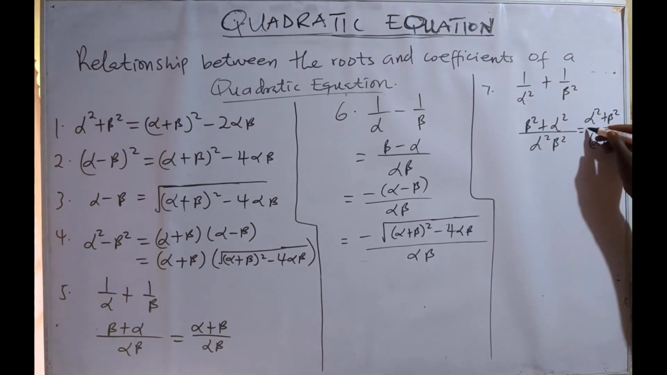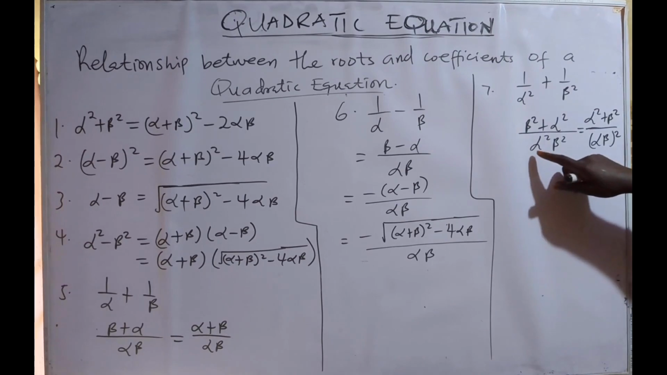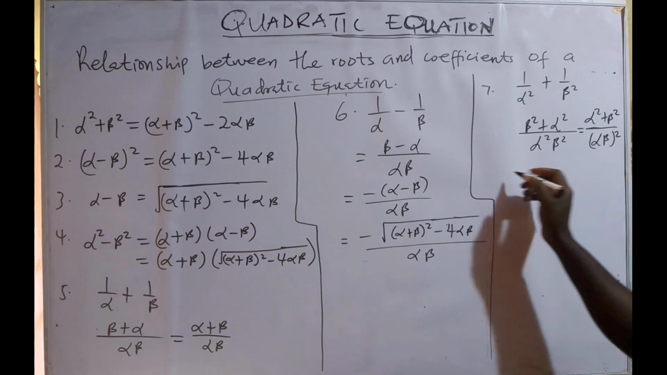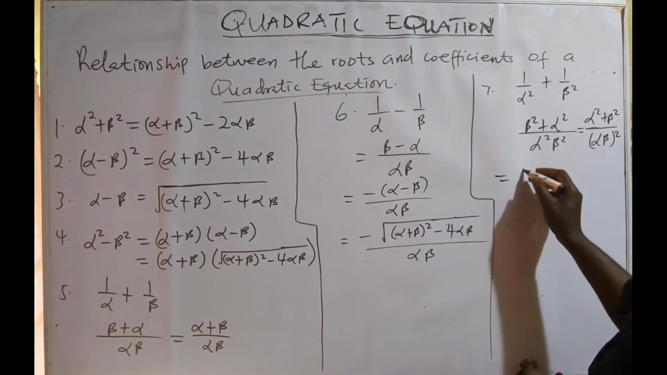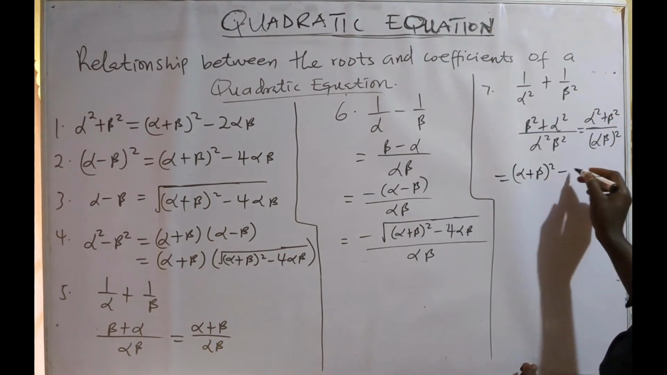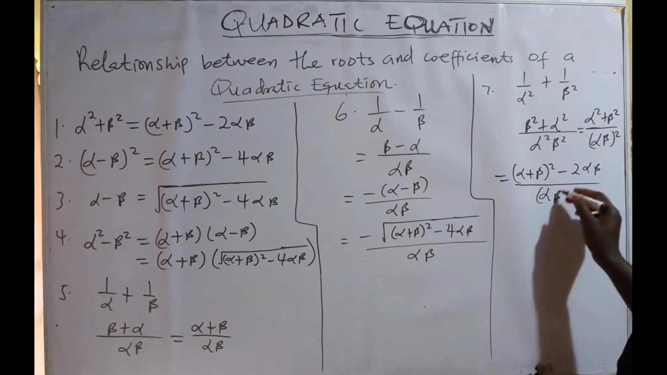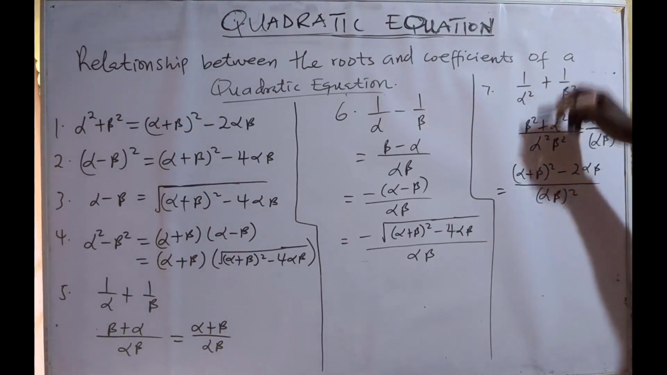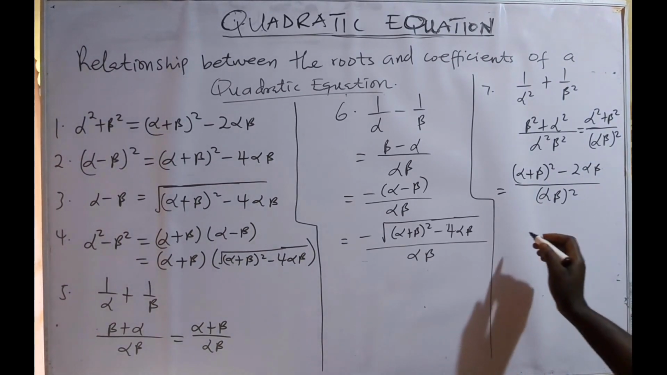Alright, so beta squared plus alpha squared is the same as alpha squared plus beta squared, and then to get alpha beta, we bring the square out to be alpha beta all squared, which is the same as alpha squared beta squared. And finally, what is alpha squared plus beta squared? That is alpha plus beta all squared minus 2 alpha beta, divided by alpha beta all squared. Alright, so this is what we have for 1 over alpha squared plus 1 over beta squared.